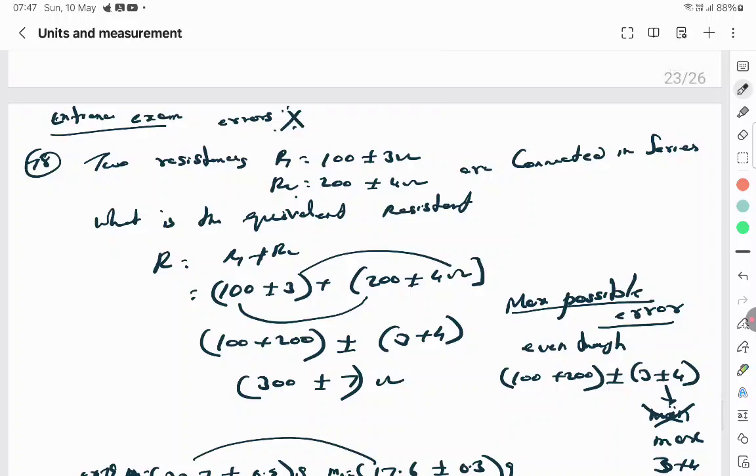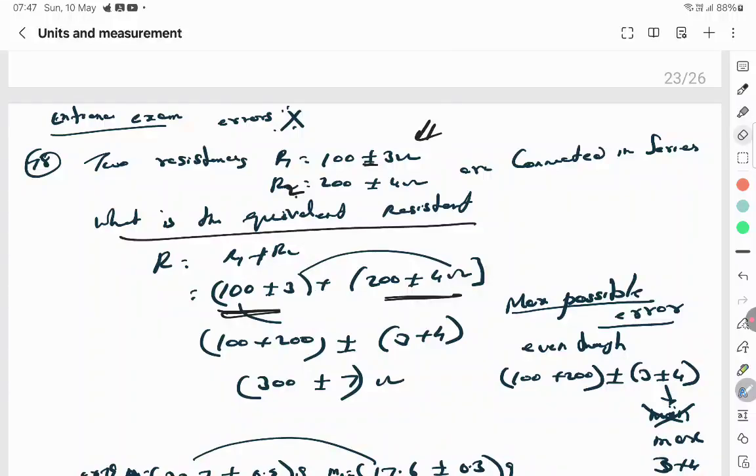So let's learn errors for entrance exams, because most of the schools do not have errors. You have two resistances, R1 is 100 plus or minus 3 ohms, where this is the error. As I told you, it can be plus or minus 3. Resistance 2 is 200 plus or minus 4 ohms. The equivalent resistance in series is R1 plus R2. You plug in the first resistance and second resistance here. When you're adding the two values with errors, you add the true values, write a plus or minus, and add the errors with a plus.